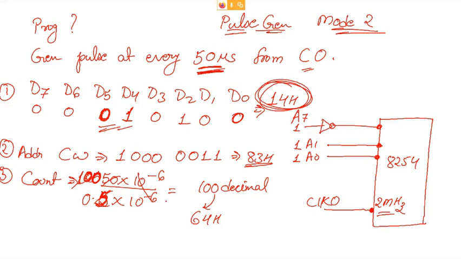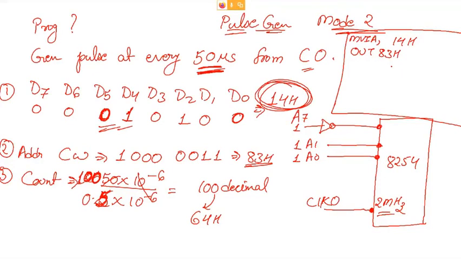Just have to write a program. Okay, so the program, I'm going to write it here. Simply MVI A comma, you can load this control word, which is 14H. OUT, where you want to put this, into the control word address 83H.